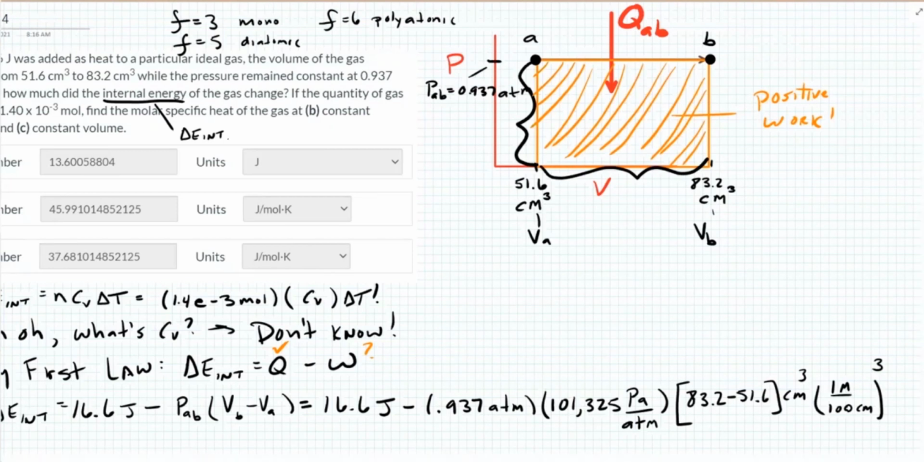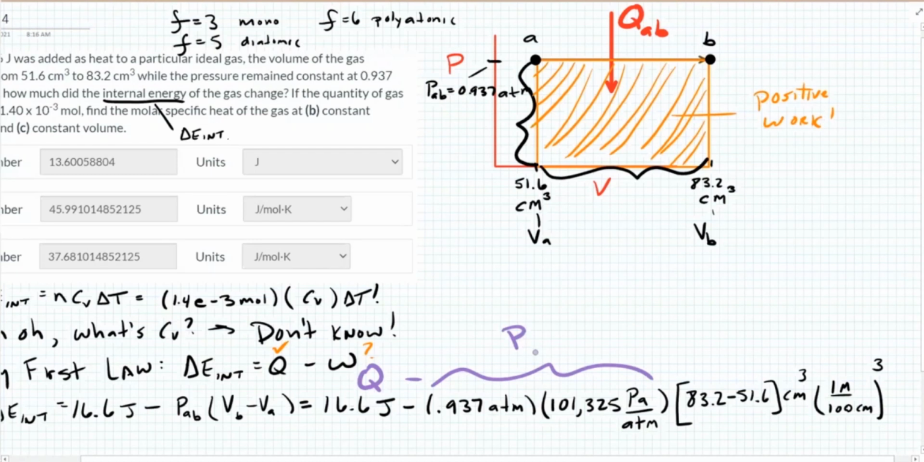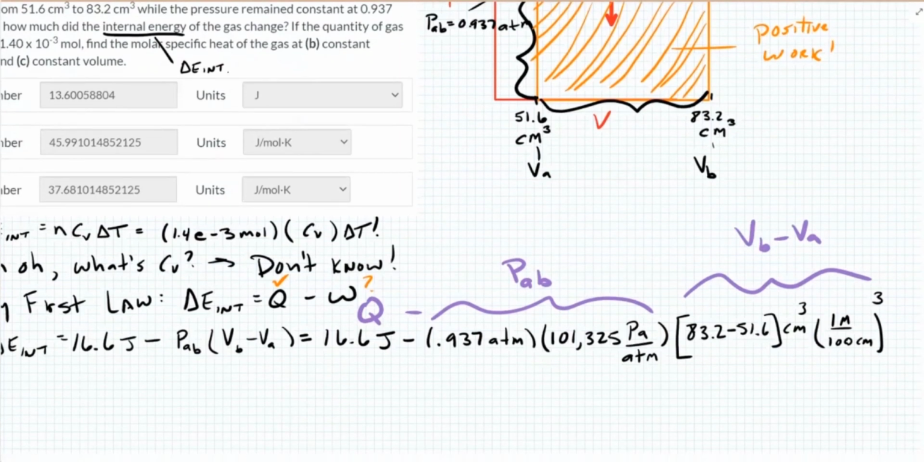Let me double check. This is Q, fine, minus all of this is PAB, that side, the width of that rectangle. And all of this is VB minus VA, which is the base of that rectangle. And with the conversion factor, let's get the right answer and do dimensional analysis.